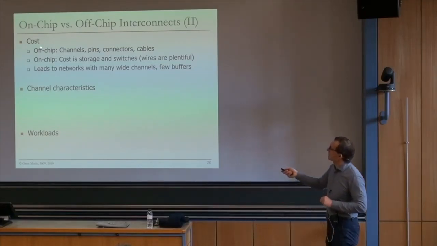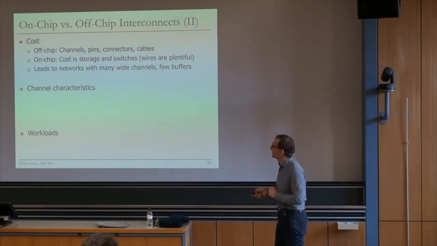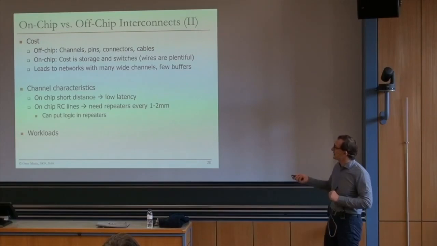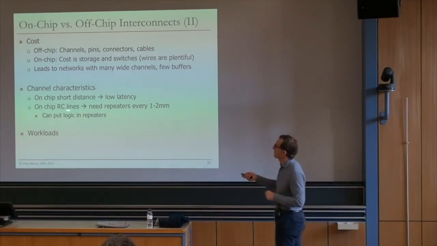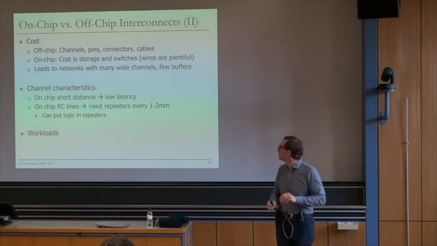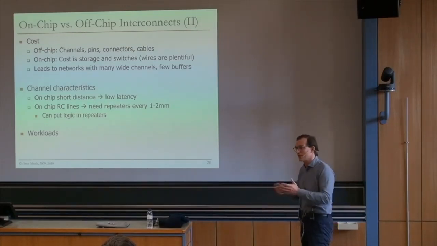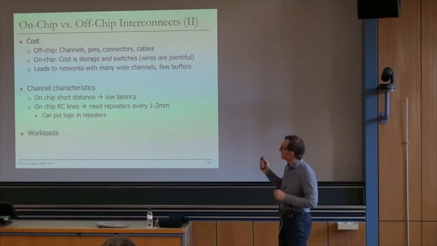So as a result, you have networks with many wide channels and fewer buffers, and we want to get rid of even more buffers on chip. If you look at channel characteristics, on chip the distance is short, you get low latency, and you need repeaters every whatever millimeters, so that you can actually satisfy the clock rates that are on chip. And you can also put logic and repeaters.